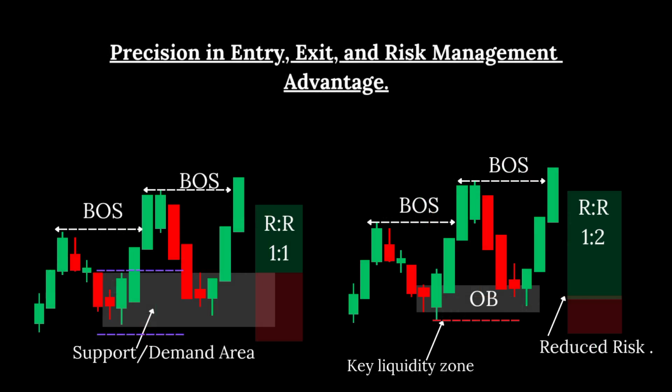Number three, precision in entry, exit, and risk management advantage. Unlike traditional support and resistance, order blocks provide traders with a strategic advantage in precision entry, exit, and risk management by revealing the exact price levels where institutional orders were placed, allowing traders to align their entries with smart money, minimize drawdowns by placing stops beyond key liquidity zones, and maximize profitability by targeting areas where price is likely to react strongly, ultimately leading to higher probability trades with well-defined risk-to-reward ratios.